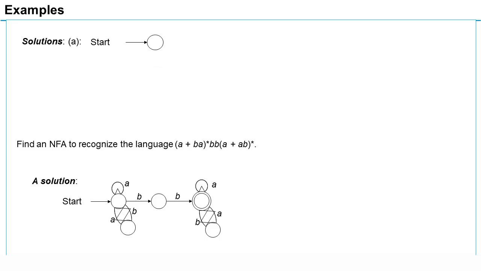Here we have the start symbol. Then we are going to find a non-deterministic finite automaton to recognize the language (a plus ba) the whole star, b into (a plus ab) the whole star. So the solution has been given.